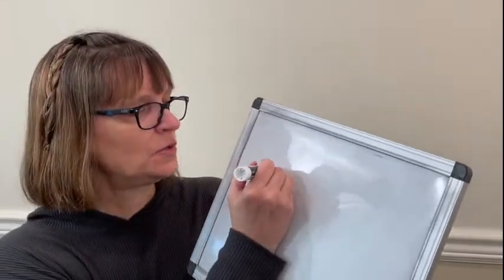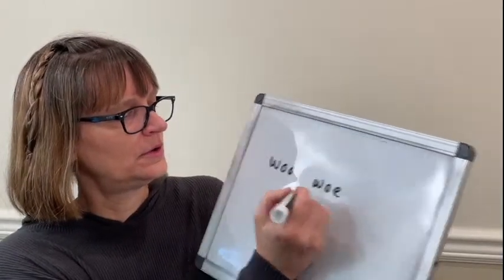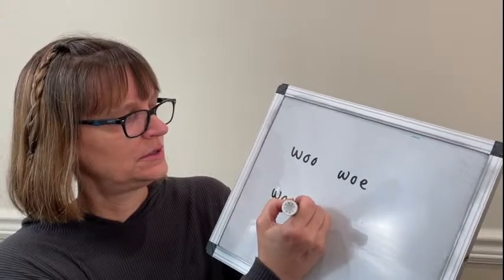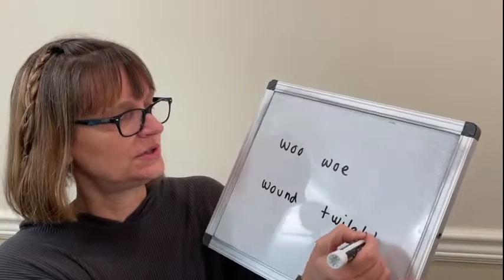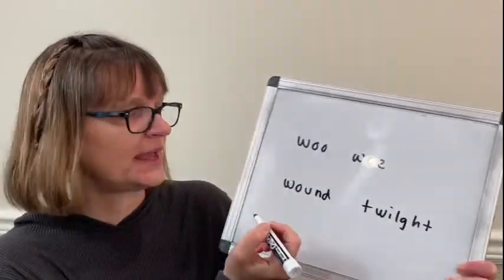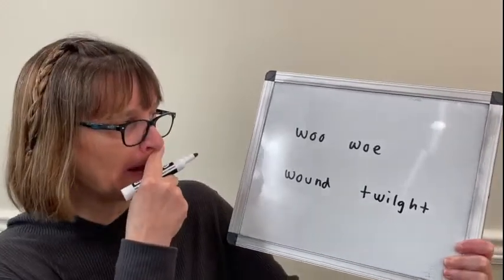He's asking about the differences between the w sound like with and the oo sound like lose. And he also wants to know the words woo, woe, wound, and twilight. Okay, so woo, woe, wound, and twilight. Wound, or this could also be wound. It's two words, right? A wound like an injury, or wound like I wound the clock.